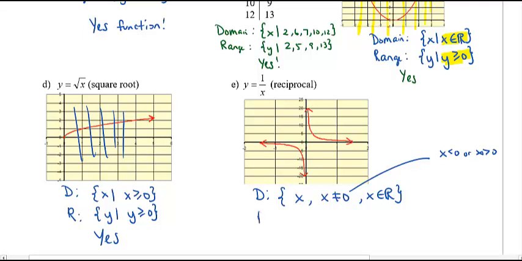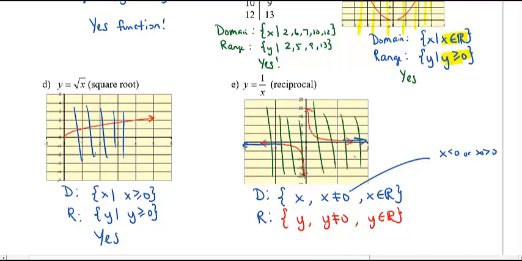And similarly for the range, I know this is kind of hard to see, but the graph gets closer and closer to the x-axis, but actually never touches it. So, same idea. Y can't be 0. Y must be a real number. Last but not least. Function. Yes or no? Yes.